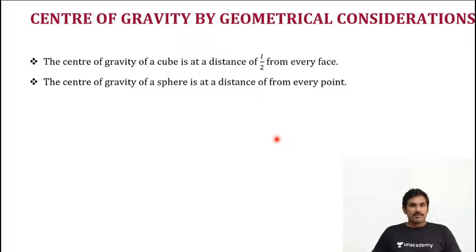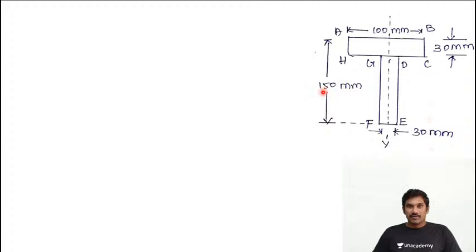And more important, for a cube it's simple: exactly at the center point of the cube, L by 2 from all three sides. If you do L by 2 on each face and join them, you will get the center of gravity for a cube. And for a sphere, as with a circle, the center point of the sphere is the CG. Got it? So these are a few simple shapes where you need to identify the center of gravity. Now we will do a few numericals here.